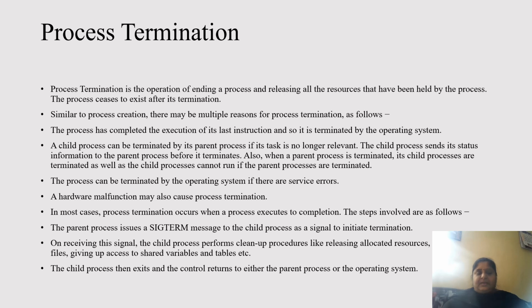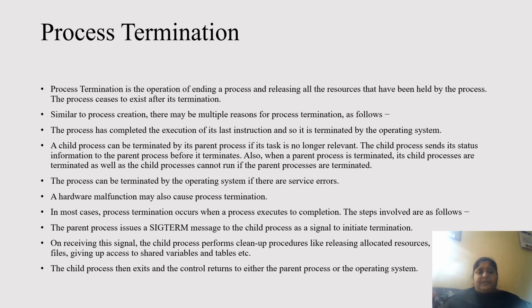The second one is that a child process can be terminated by its parent process if its task is no longer relevant or needed. The child process sends its status information to the parent process before it terminates. Also, when a parent process is terminated, the child process is also terminated, as a child process cannot run if the parent process is terminated. So this is the second circumstance.